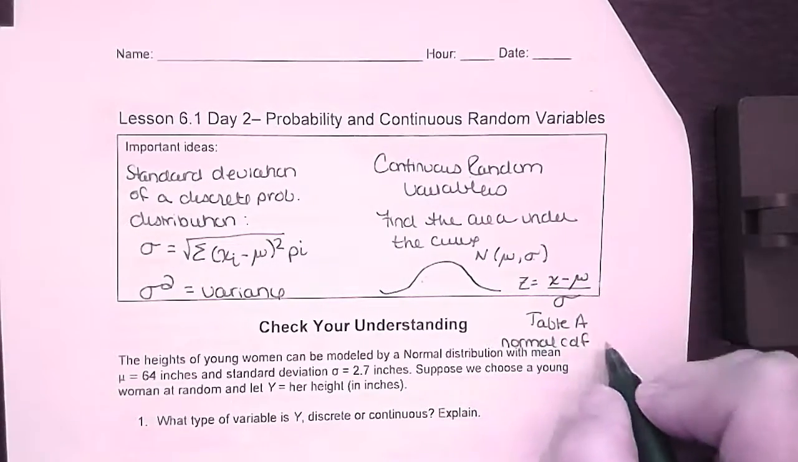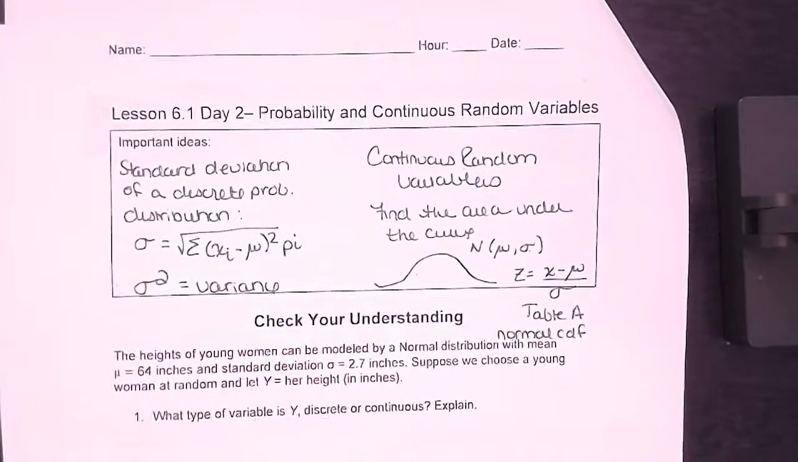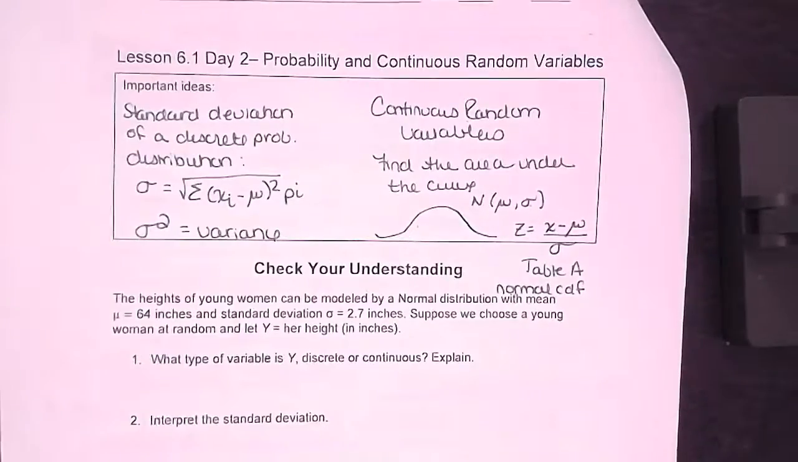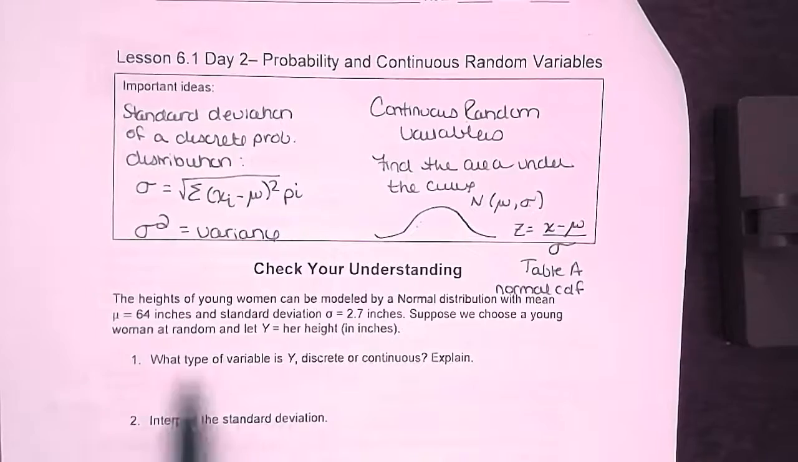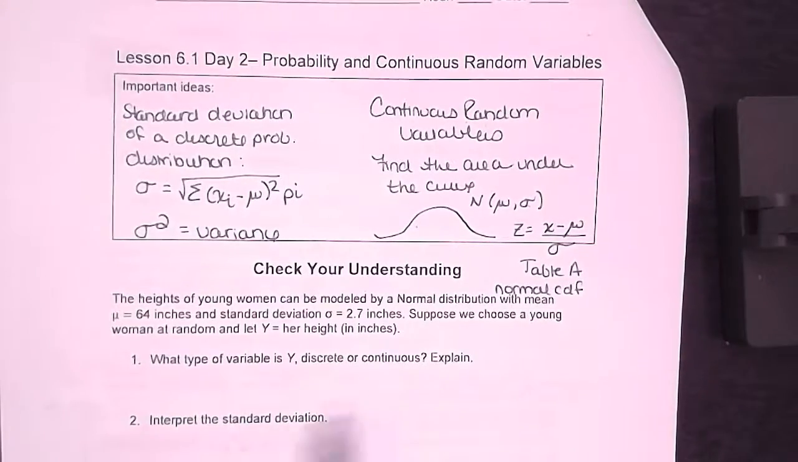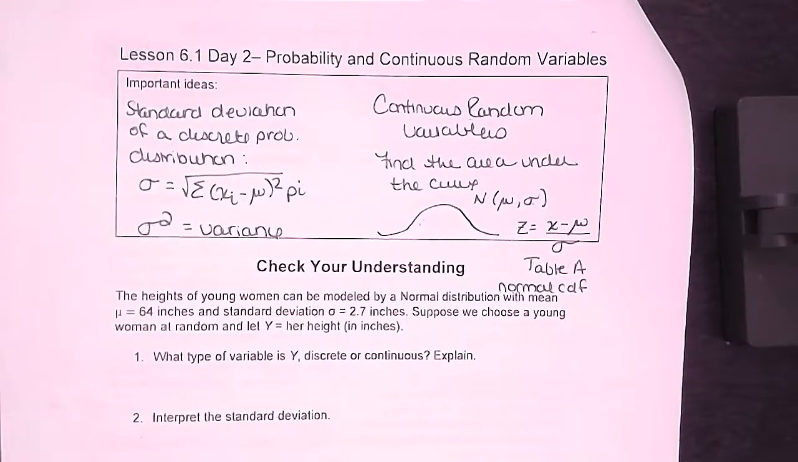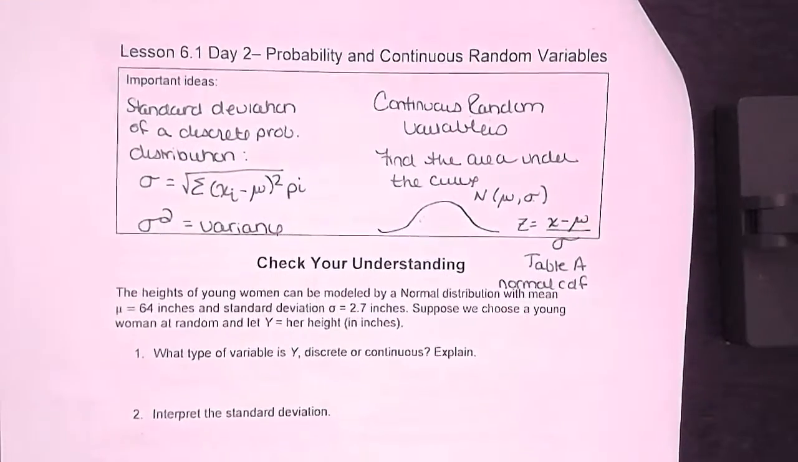Or you would use your calculator with the normal CDF command. Okay, now what I'm going to do is I'm going to walk you guys through this and show you how you would do this through table A, but then I'm also going to show you how you would do it with your calculator. Okay, so we're going to do all the drawings and everything, because if you're doing a short answer question that relates to this, you absolutely have to do all the drawings.